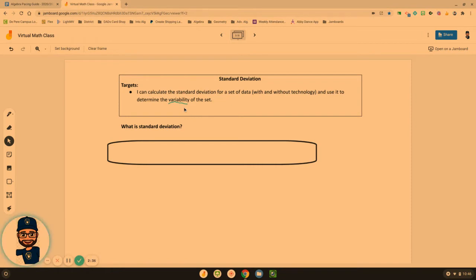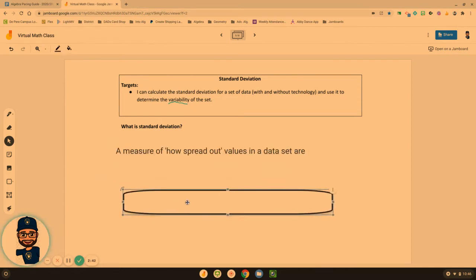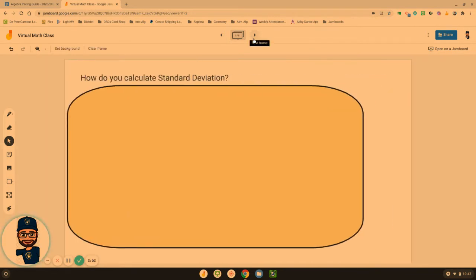Now, again, I'm working out of your stats packet. I think it's on page 17 right now. Standard deviation is a measure, it's an actual number. We can measure how spread out the values are in a data set, right? So we can actually calculate and assign it a number that describes how spread out they are. That number is called standard deviation. How do we calculate it? Well, that's what we're going to look at next, okay? How do we calculate the standard deviation?